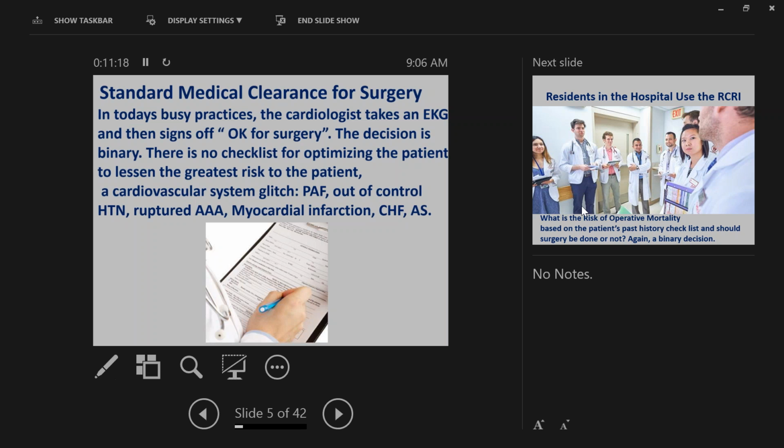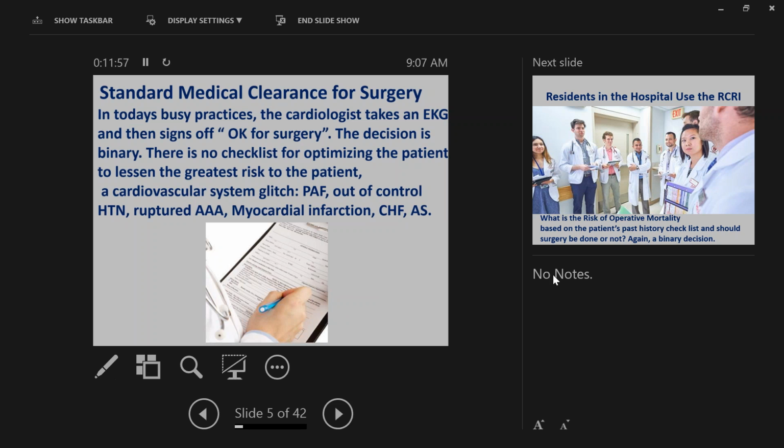Out of control hypertension is more common than you would suspect. Ruptured aortic aneurysm: I had a lady who was going to get her knee fixed, and she said, I'm really, really worried about it. I said, why? She said, my father died 3 days post-op, ruptured abdominal aortic aneurysm. Myocardial infarction: I had a patient that had a myocardial infarction 45 days after surgery, 35 days after surgery also. Congestive heart failure, not uncommon. And then the dreaded patient with severe aortic stenosis that gets into shock during the surgery or after the surgery.